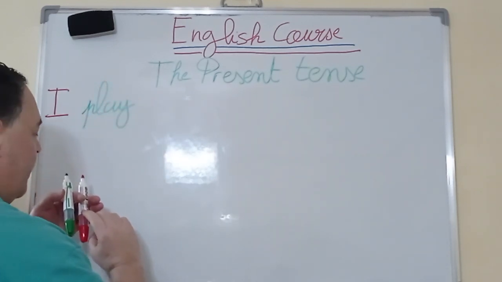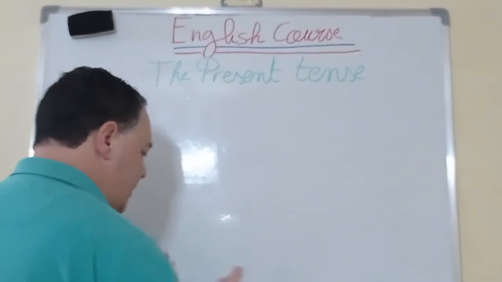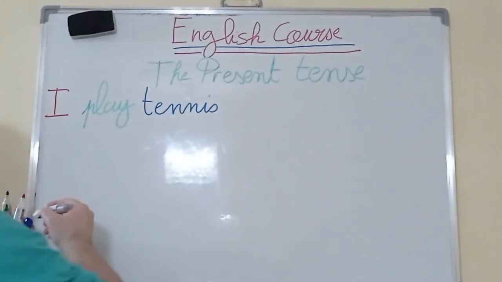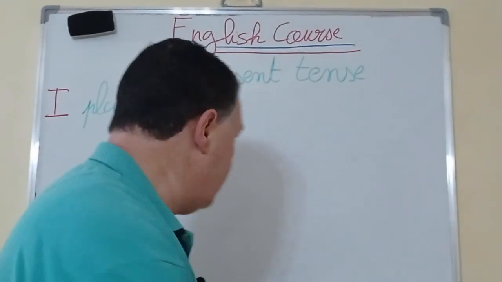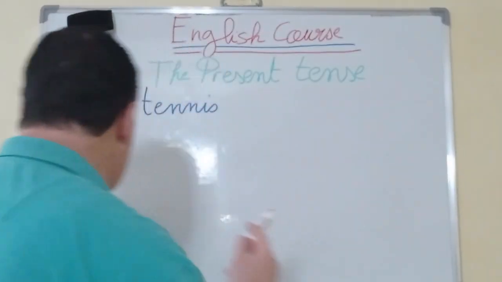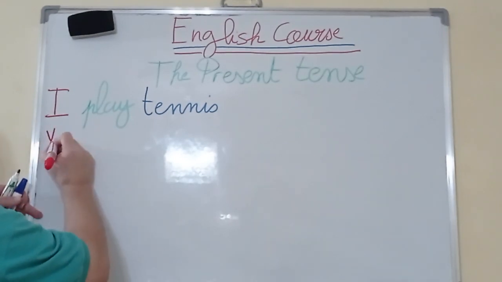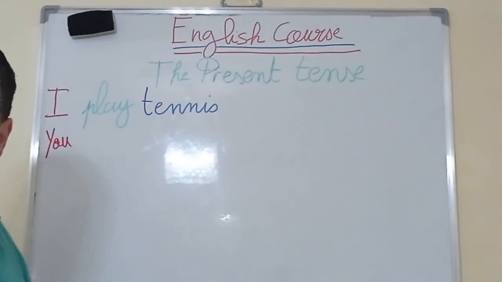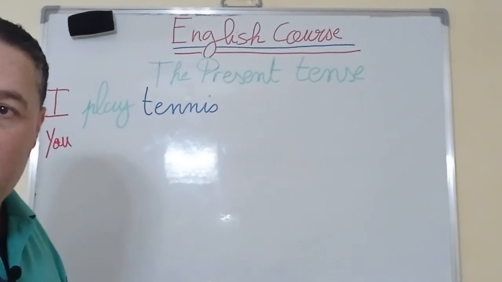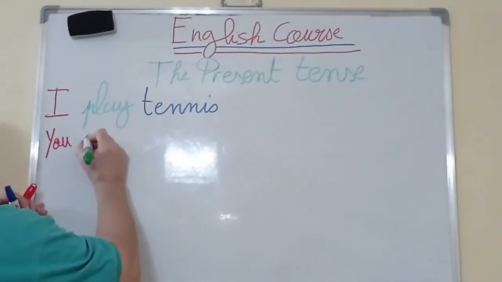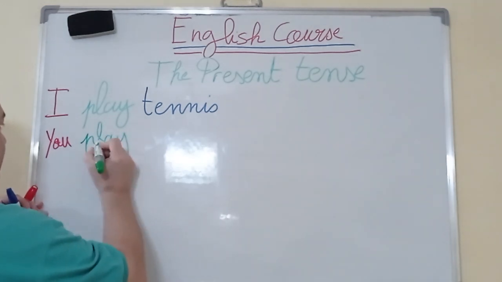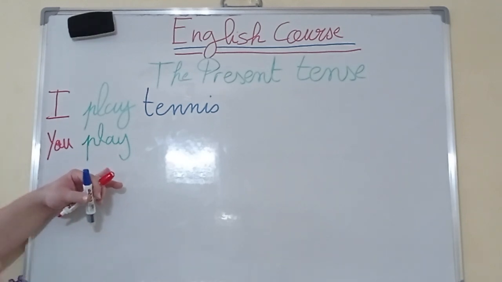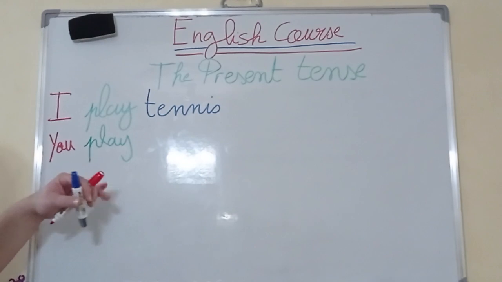I play tennis, for example. So for you there, what would I say? I will say, you play. You play, Muhammad, football. You play, for example, tennis. You play. So play, is it a regular verb or an irregular verb? It's a regular verb, because it ends with ed.